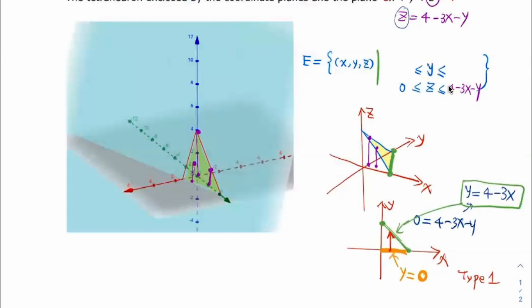You can also call the type y in this region. So y goes from 0 to 4 minus 3x. Okay. Finally, we can get to x.